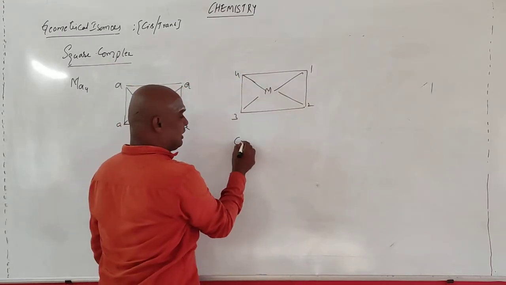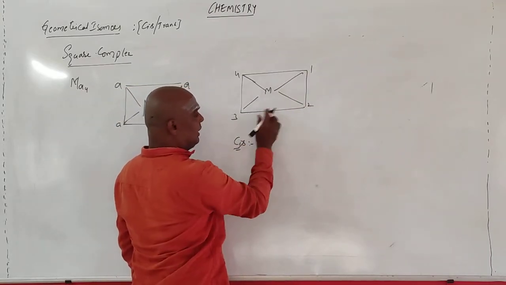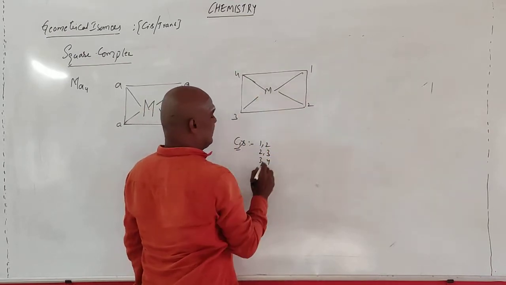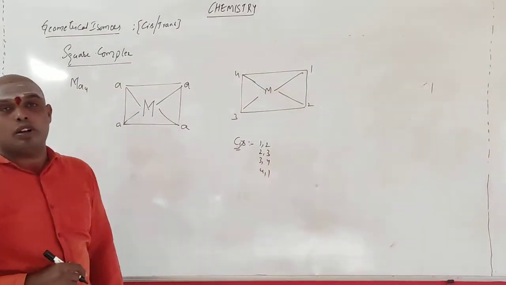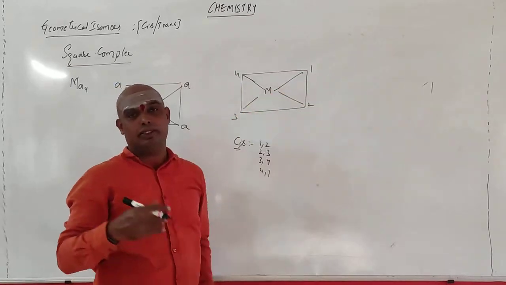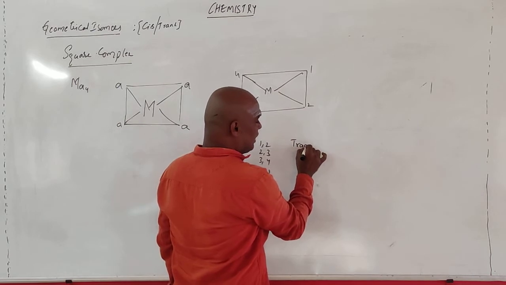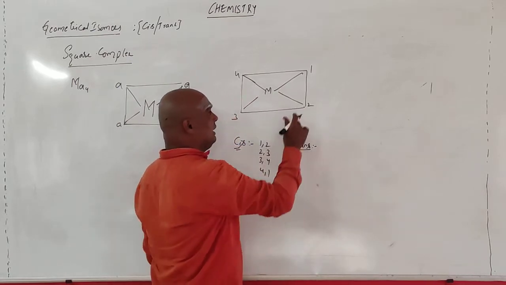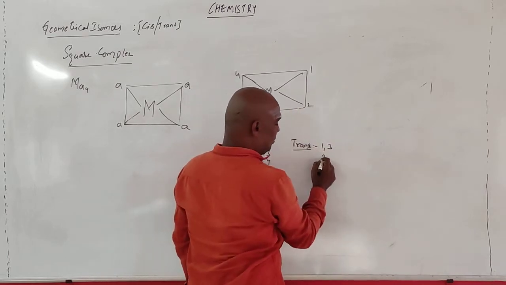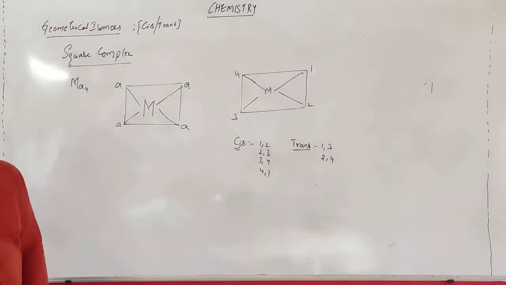See, what is the cis combination? The cis combination is nothing but 1 and 2 are cis, 2 and 3 are cis, 3 and 4 are cis, 4 and 1 are cis. These are the cis combinations, right? If there is any combination like that, we will call it cis. What is the trans combination? We are talking with respect to the square pattern. 1 and 3 are trans, 2 and 4 are trans. So if they are present like that, then we will call it cis and trans.